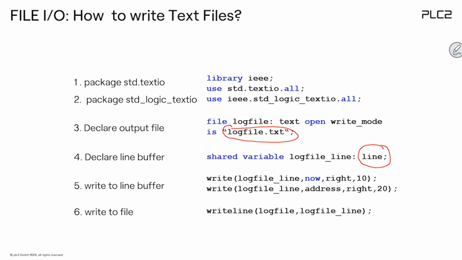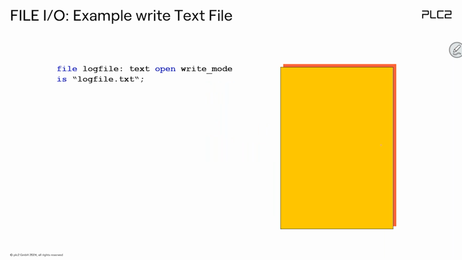And here is an example. For example, I would like to generate a log file, so I just define the log file. Okay, here we go. Because I defined the log file to open in write mode, what happens? If the file doesn't exist, it will be generated. If the file already exists, it will be cleared, deleted, and regenerated again.